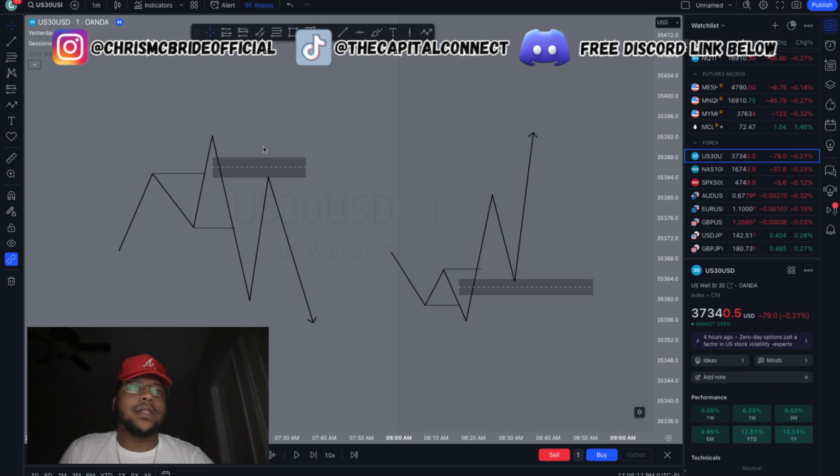So all I have here is some basic drawings of the entry model itself. There's really only three things that you guys have to make sure that you're paying attention to when it comes to this entry model, right? Number one, has liquidity been swept, right?